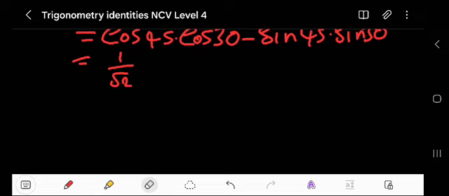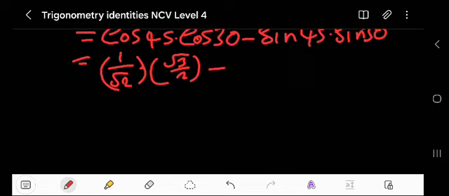This will be multiplied by, so let me just apply the brackets like this for it. That will be square root of 3 over 2, minus sine 45, which is opposite over hypotenuse. Apply, use your special angle.